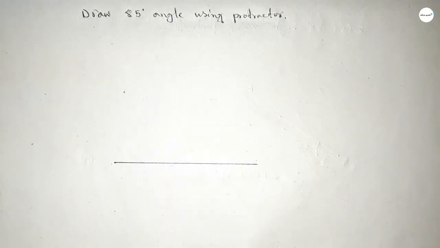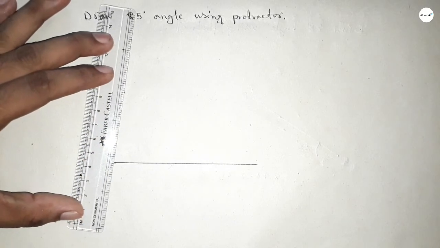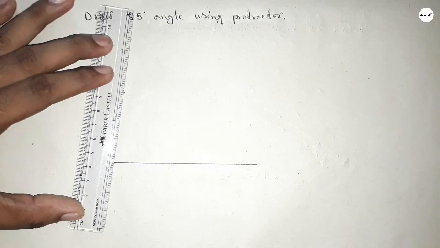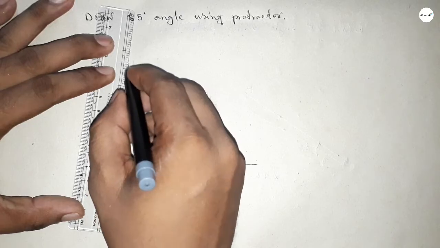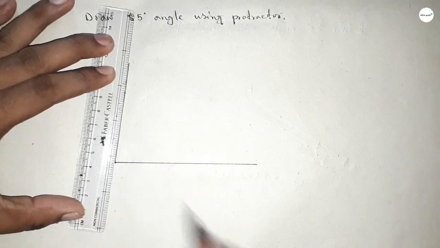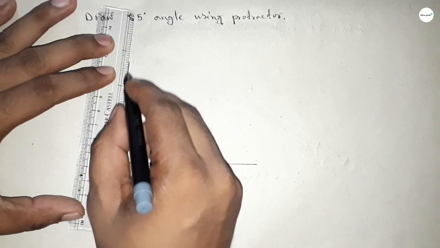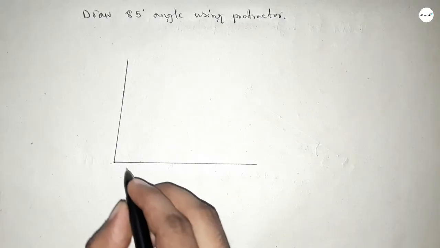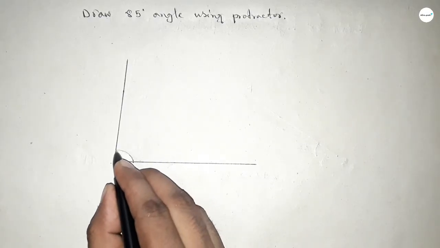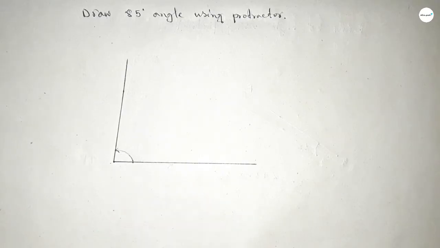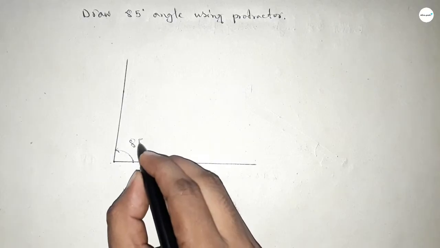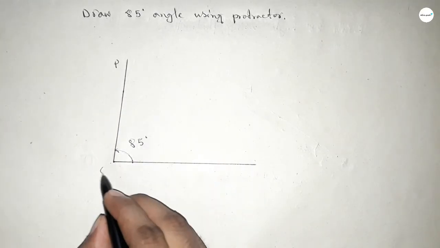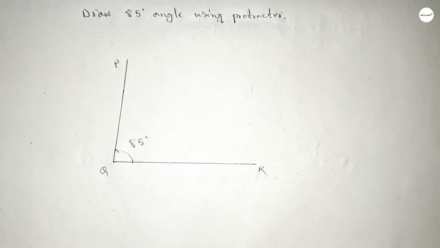Okay, now joining this side to get the 85-degree angle. So first joining this, okay, so this is the 85-degree angle, okay, so this is P, Q and R.